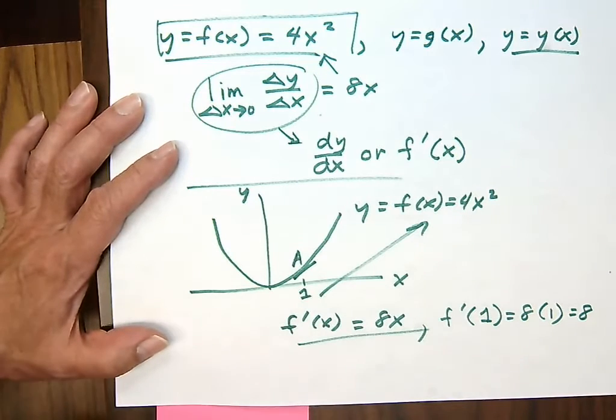The derivative of the function is the same thing as the slope of the function at a given point on the function associated with a given value of x.